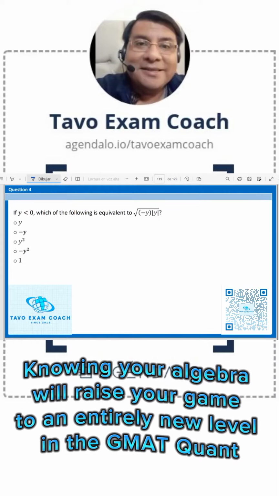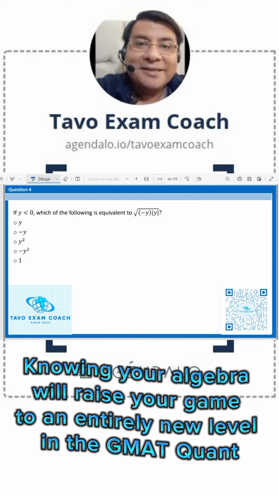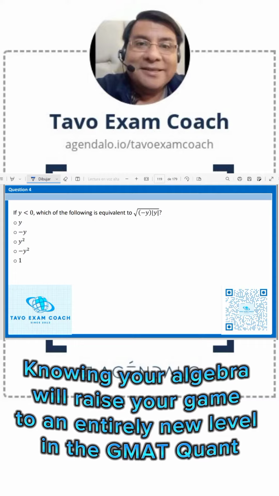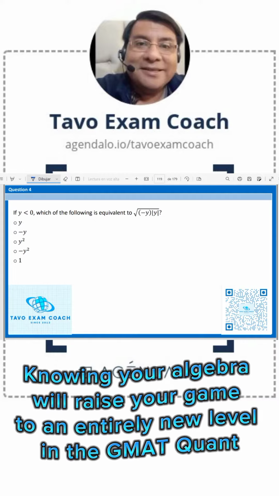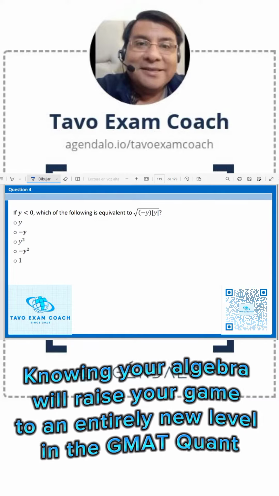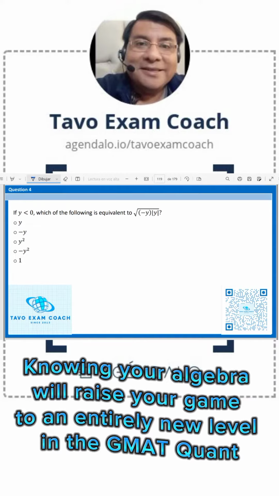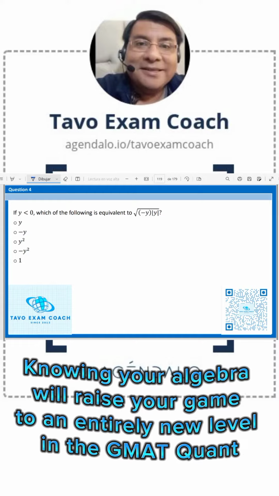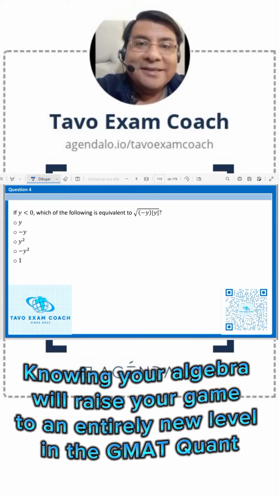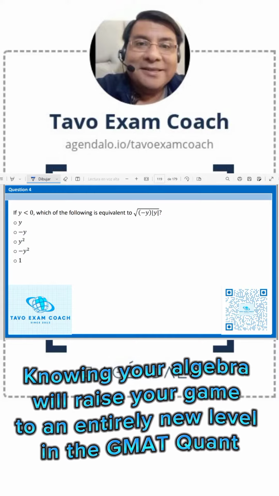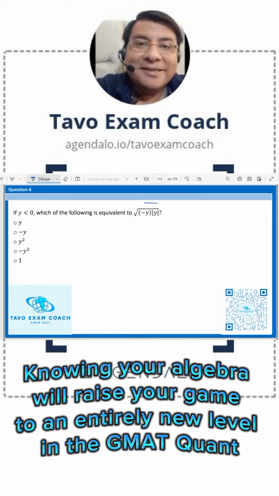The question says, if y is less than 0, which of the following is equivalent to the square root of negative y times the absolute value of y? Let's always keep in mind what is the theory we need to apply in order to solve this expression in the question.